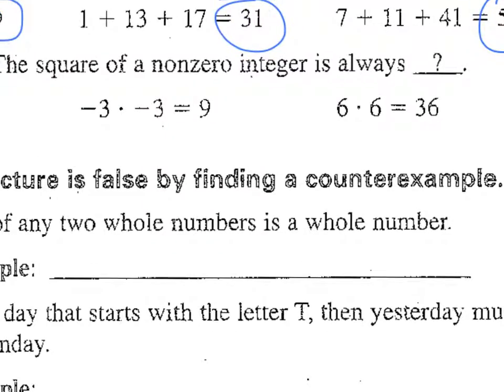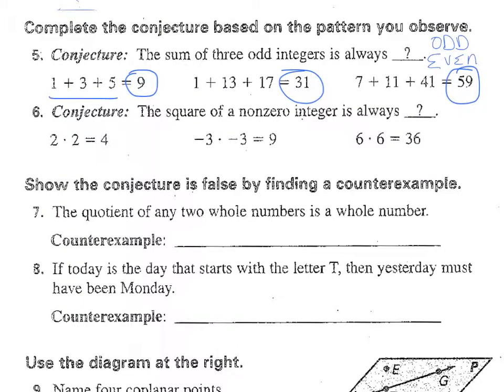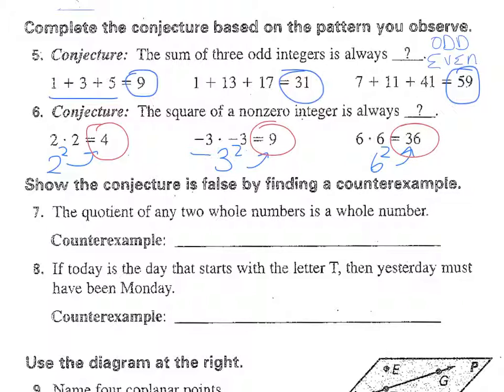Looking at number 6, it's a little bit different. They're talking about the square of a non-zero integer, meaning if you were to take 2 to the second power, you're going to get 4. Or negative 3 to the second power, you're going to get 9. Or 6 to the second power, you get 36. What do you get here? Now, I want you to notice, this is not going to be an answer that's even or odd. But take a look. Are any of these answers negative at all? So if they're not negative, they're what?